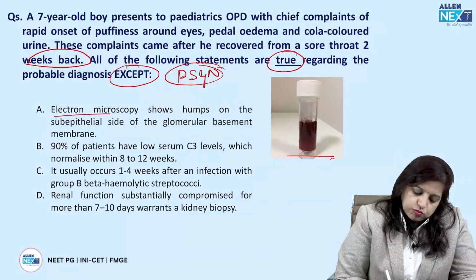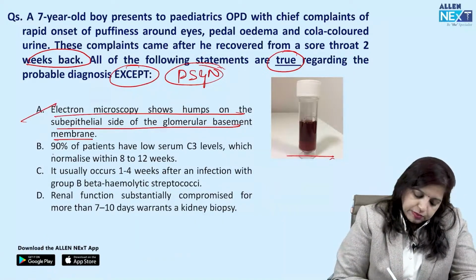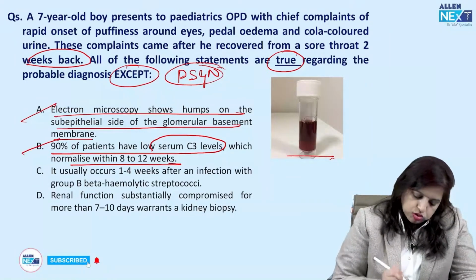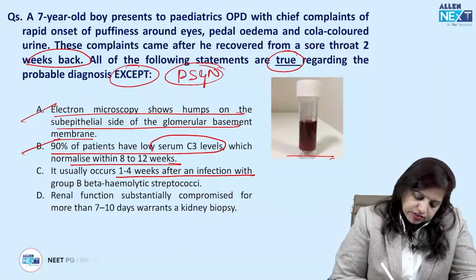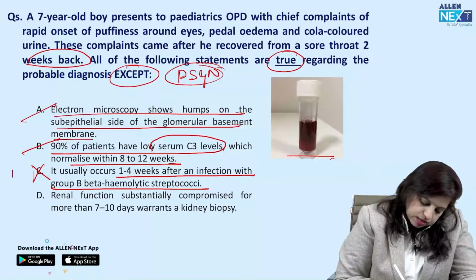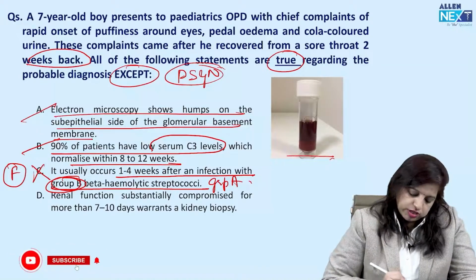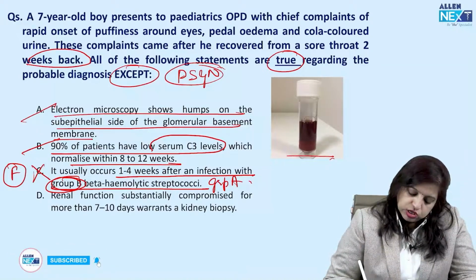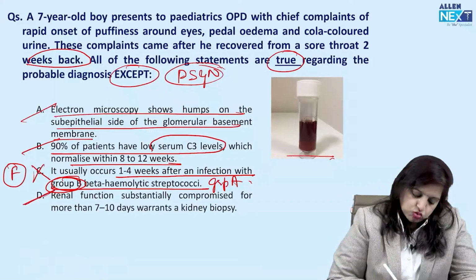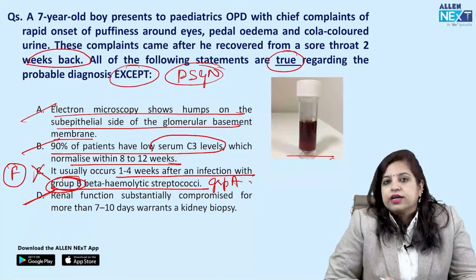So, electron microscopy shows humps on the subepithelial side of the glomerular basement membrane. Yes, very true. 90% of patients have low serum C3 levels which normalize within 8 to 12 weeks. This is also true. Usually occurs 1 to 4 weeks after an infection with group B beta hemolytic streptococci. This is our answer, because this is false. It is not group B, it is group A beta hemolytic streptococci. Renal function substantially compromised for more than 7 to 10 days warrants a kidney biopsy, which is again very much true. So the answer is group A beta hemolytic streptococci. So C is the correct option over here.